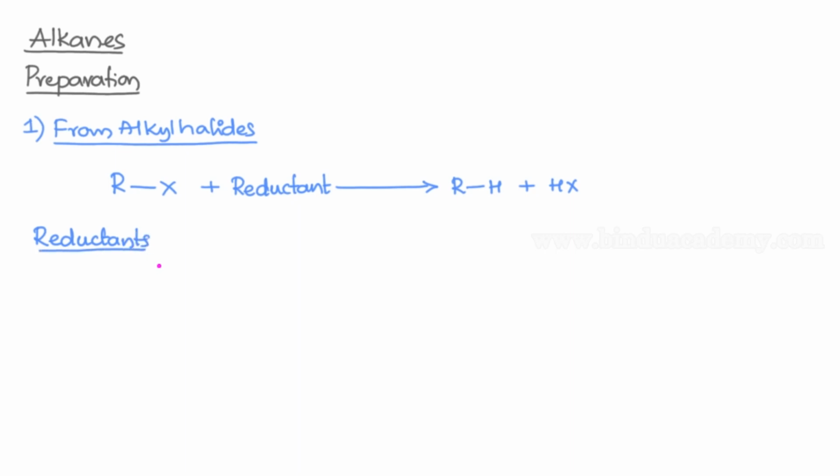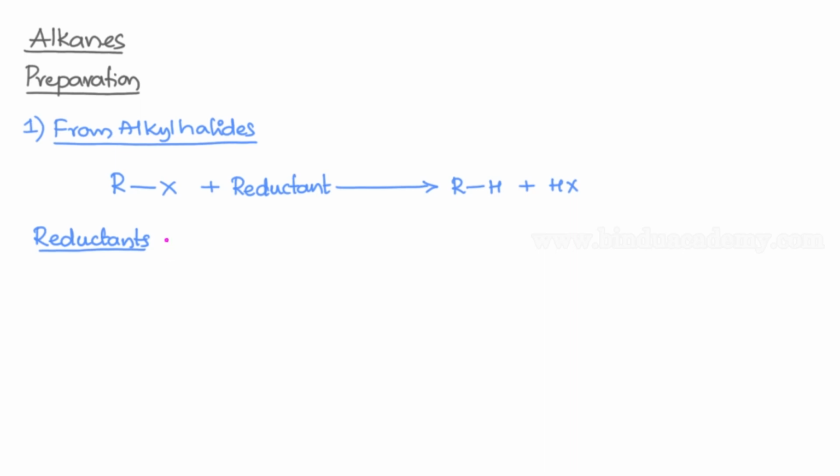Now this reaction is very simplified. Now listen what happens. I take a generalized reaction, that is R is alkyl group and there is halide group X. Now this molecule, that is alkyl halide, is reacting with the reductant, and we get the product, that is RH, and along with that the byproduct is HX we get. Now the thing is, what are the reductants? The reductants are the molecules which provide the hydrogen.